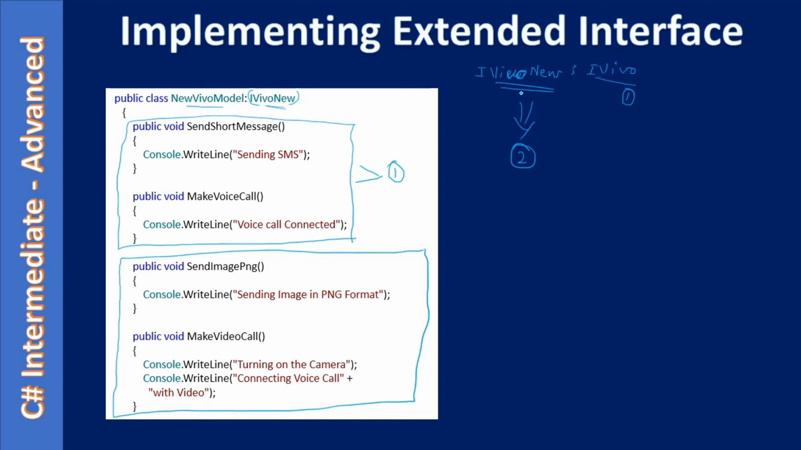So two functions are exposed by IVivoNew, and the implementing class NewVivoModel implements both these functionalities. Here if you see, we just put some Console.WriteLine, but in the real world this will be the actual functionality. Whatever is required to send the PNG image will be done here. For now we just put some Console.WriteLine. So now we have NewVivoModel that implemented the IVivoNew interface.